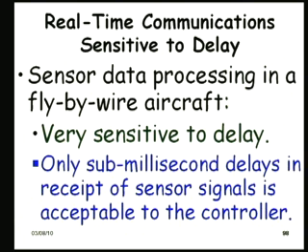Depending on the speed, for a typical fly-by-wire aircraft, sub-millisecond delays in the receipt of the sensor signal are acceptable to the controller. But as I was saying, even this bound depends on parameters such as the speed of the aircraft. If it is a supersonic aircraft, even this may be too late.